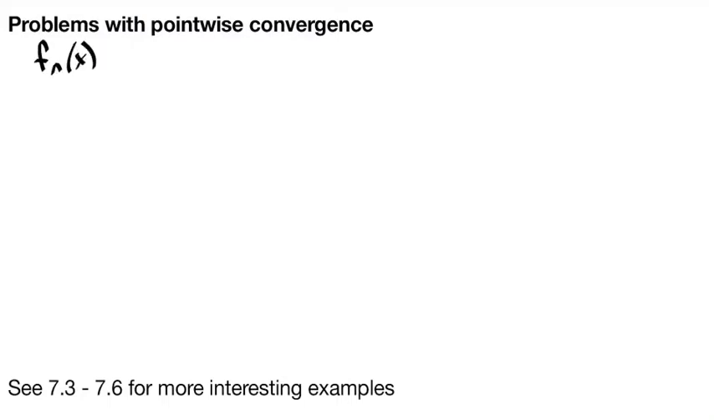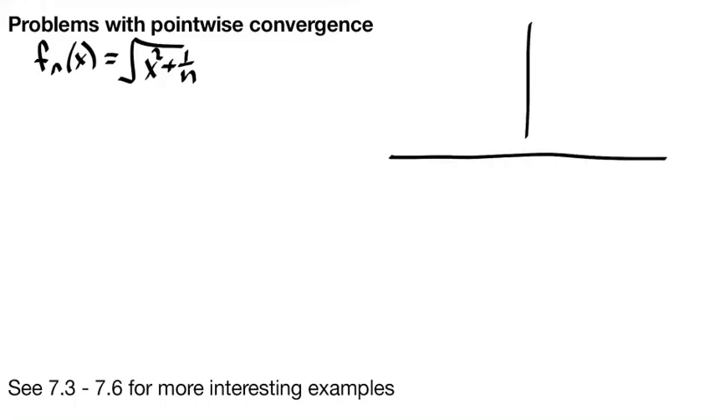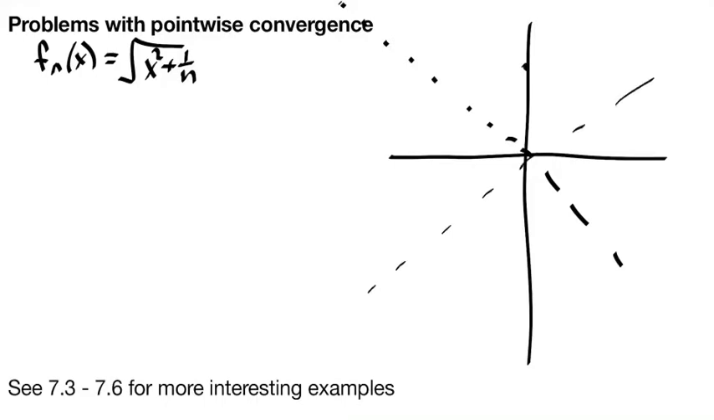My second example is the function Fn of x equal to the square root of x squared plus 1 over n. If you're playing along at home, this function ends up being like the top half of a hyperbola. So if n equals 1, it's the hyperbola, and they're always hyperbolas that converge to the line y equals x.